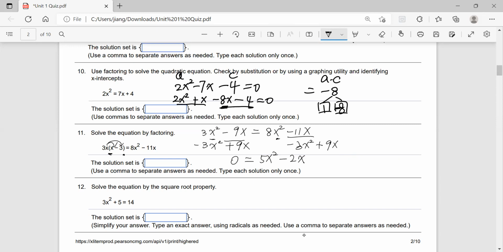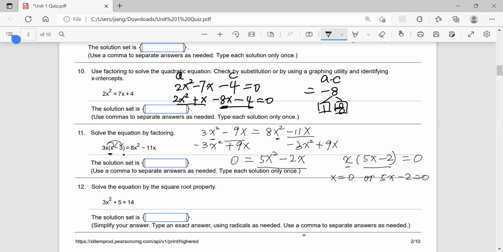And from here, let's factor out the GCF, that's x. So factor out the x, I have 5x minus 2. So here 0 is on the left-hand side, but we know that if I put it on the right-hand side, it's the same. That means maybe x equals 0, maybe 5x minus 2 is 0. So we have x equals 0, or 5x minus 2 equals 0.